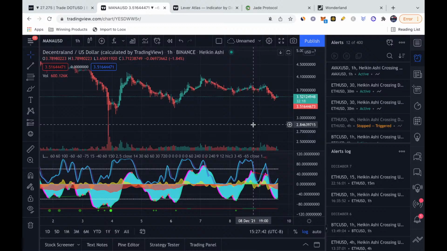Let's see here. What do we got? We got Mana. Someone said Mana. We're taking a look at Mana. Mana's looking a little bearish.